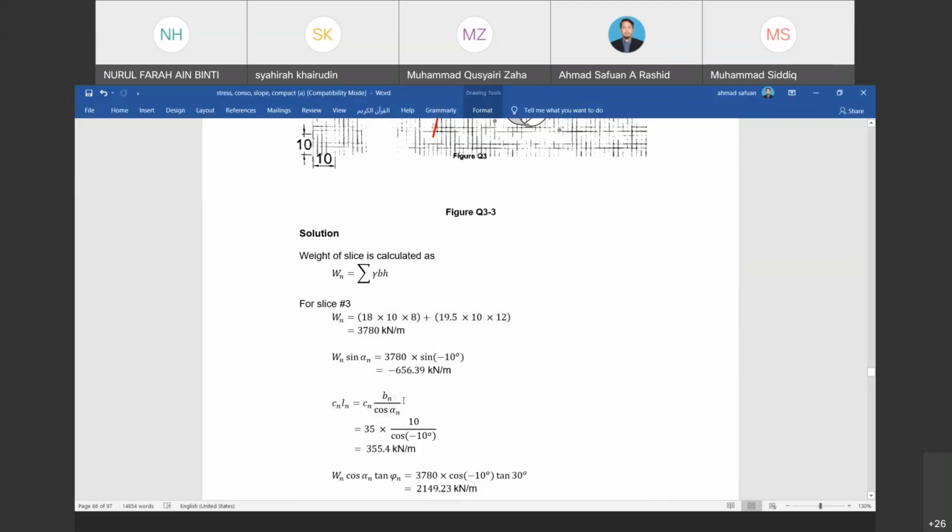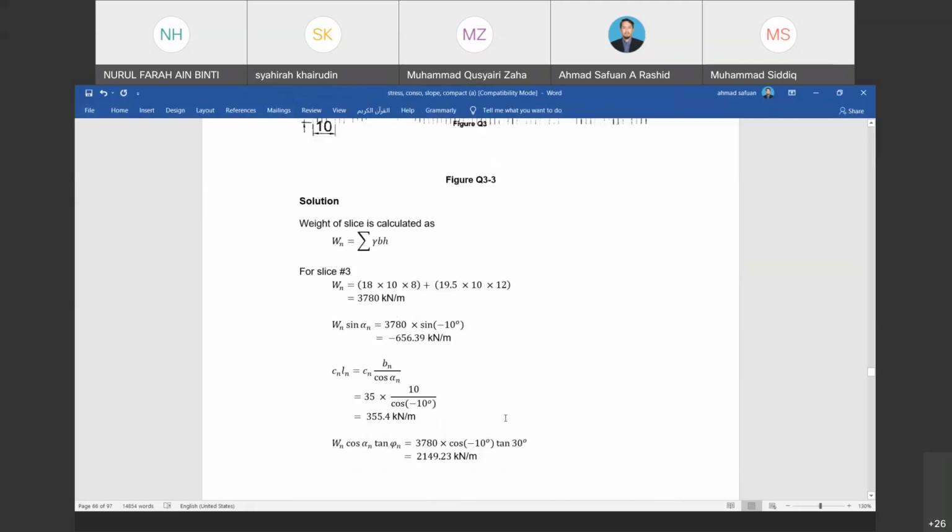Masukkan saja. 35 ni lah yang saya katakan the C value, the cohesion. If we have two values of cohesion, there will be a problem, where we need to get the L for both different C values. So that's why we only consider one type of C value only. Selebihnya masukkan saja, where B is the width over cos negative 10. So dapat 355.4. That is sub-equation number 1.